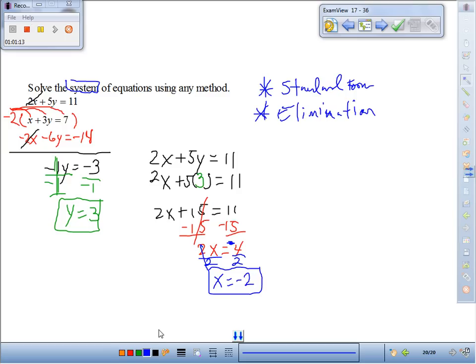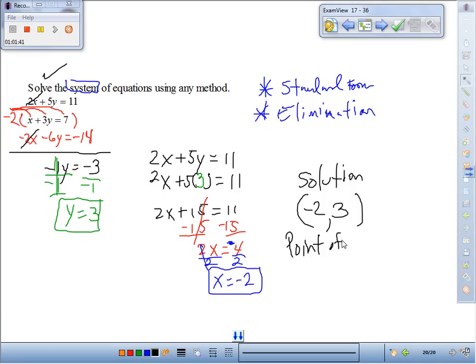No. This is where some of you lost points last time. It says solve. That means they want us to solve the system. What is a solution to the system of equations? The point of intersection. What are my values? Negative 2, 3. Write solution, and write point of intersection. The solution to a system of equations is a point of intersection. Tell your neighbor what I just said.